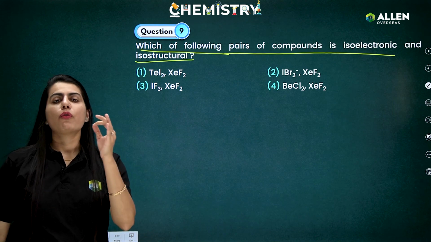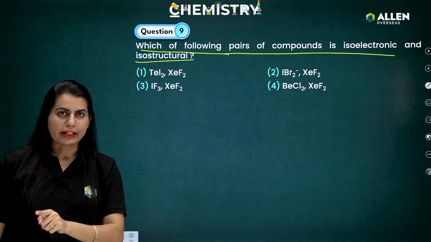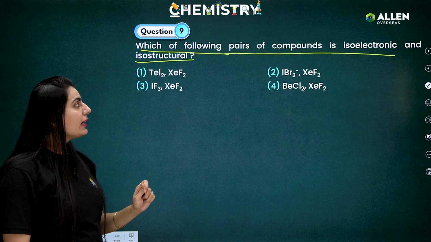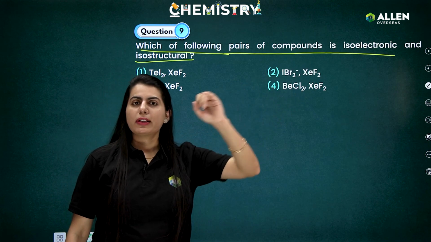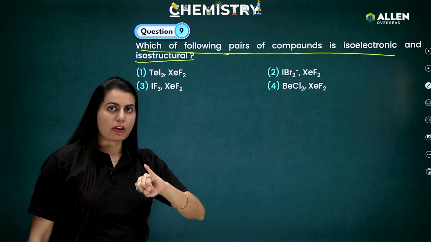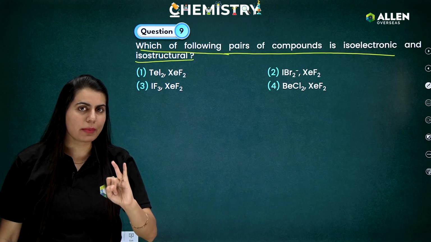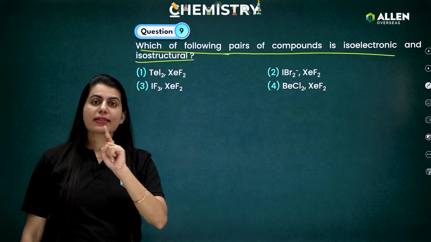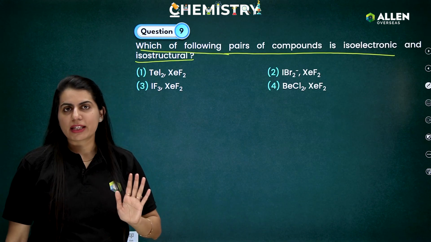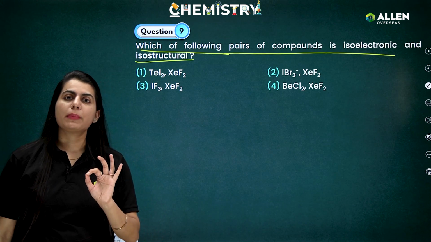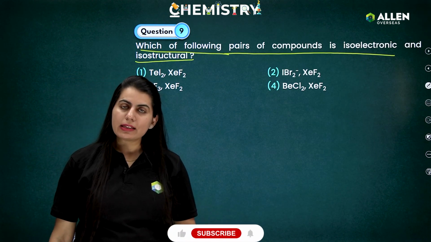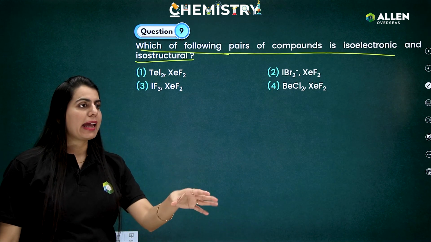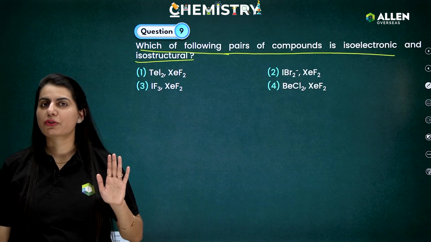Now keep in mind, for a species to be called isoelectronic, we'll keep one fact in mind. What fact? For a species to be called isoelectronic, you need to have the same number of valence electrons, the same hybridization, and also the same number of atoms. This rule I am telling you is for polyatomic species. If you are having a monoatomic ion, you can just say that the total number of electrons has to be the same. Like Na plus and F minus, they are isoelectronic species.